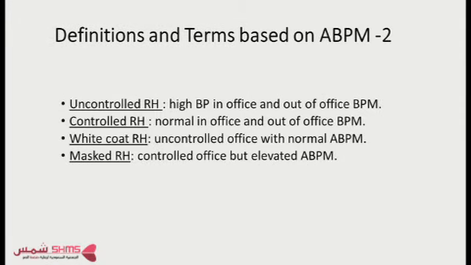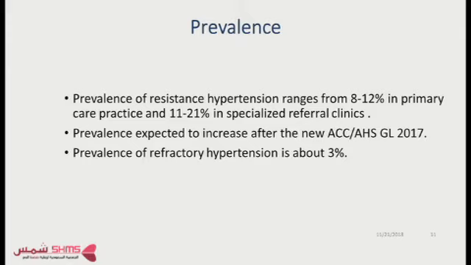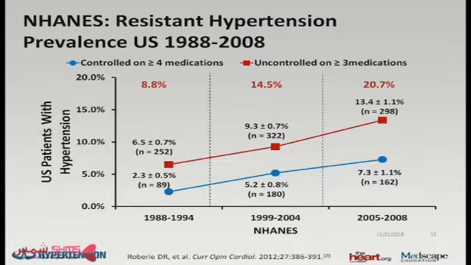Then we are using ambulatory blood pressure nowadays, and we are having these terms: uncontrolled resistant hypertension, controlled resistant hypertension, white coat resistant hypertension, and masked resistant hypertension. Prevalence is probably from 8 to 12% in primary care, and probably about 11 to 21% in specialized referral centers. The prevalence is expected to increase after the new guidelines, and the prevalence of refractory hypertension is about 3%. So refractory hypertension is always less prevalent than resistant hypertension. Again, the prevalence rate goes with about 10%.